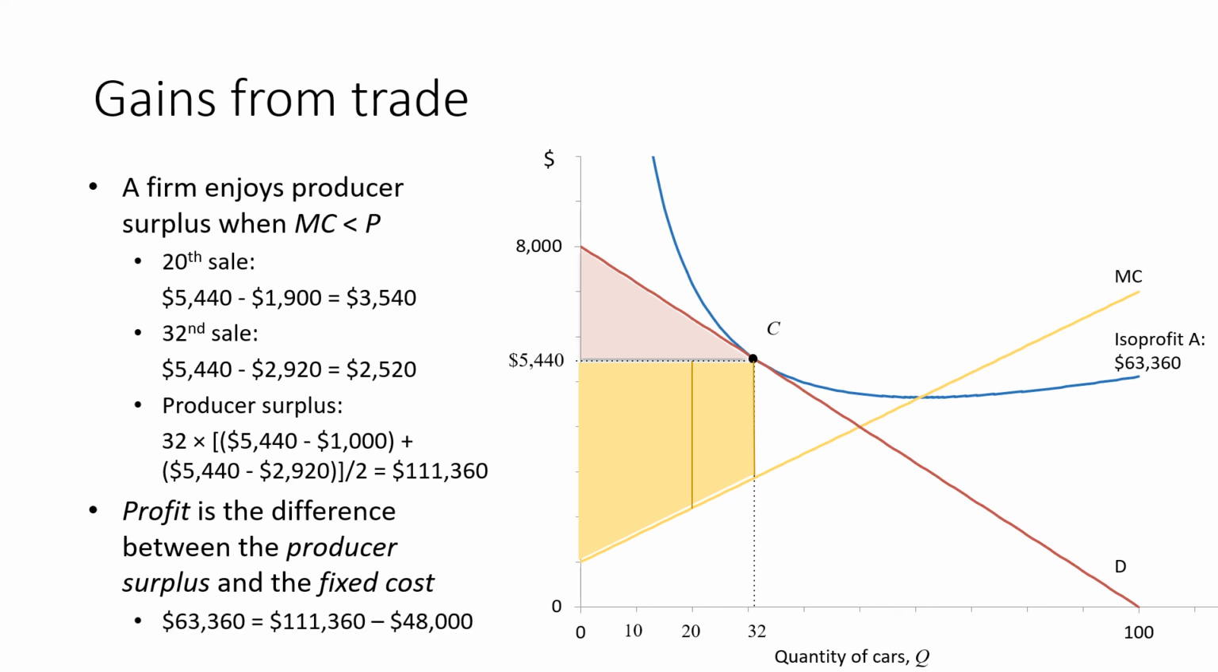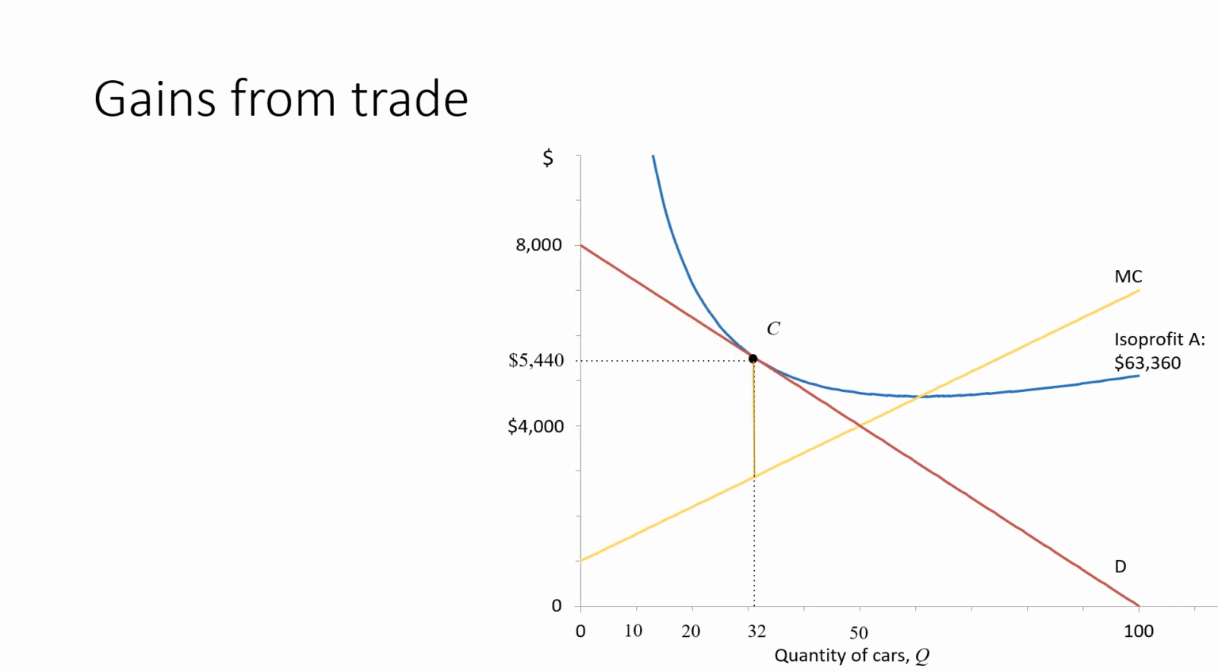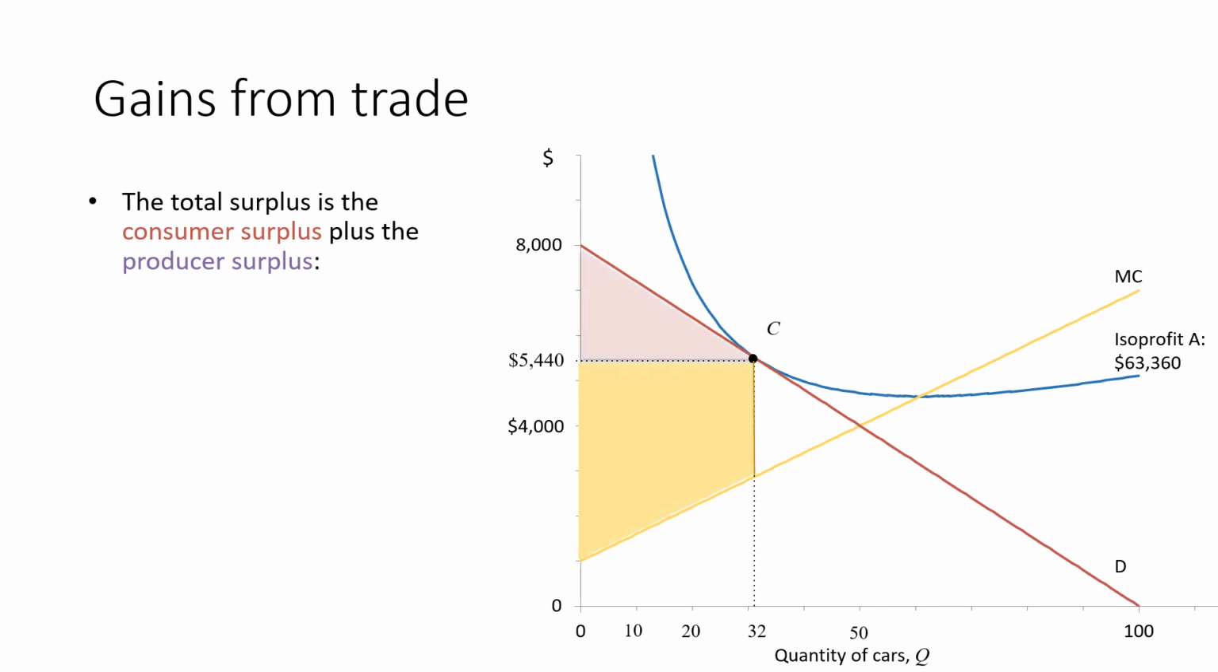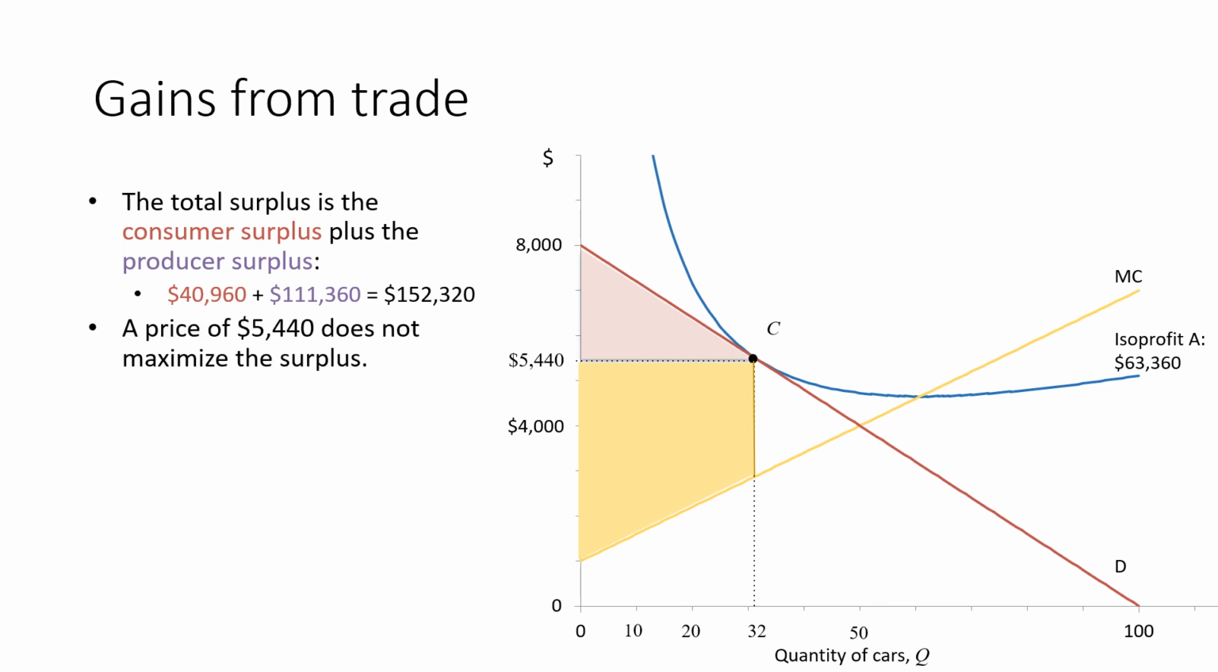And profit is going to be the difference between the producer surplus and the fixed cost. If you remember, our fixed cost when the quantity was zero was equal to $48,000. When we deduct this amount from the producer surplus, our profit is going to be 63,360. And the total surplus is going to be the consumer surplus plus the producer surplus. Basically, the red triangle plus the yellow trapezoid makes our total surplus 152,320. And a price of 5,440 doesn't maximize the surplus.